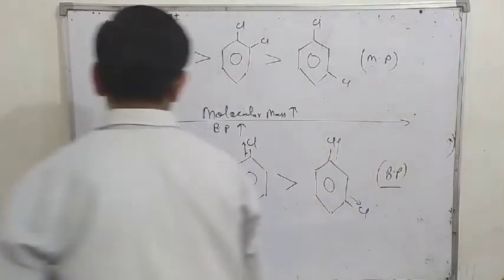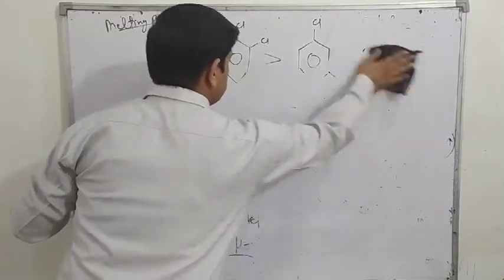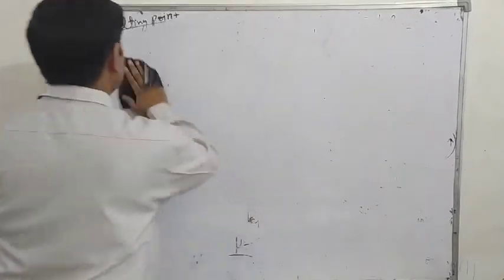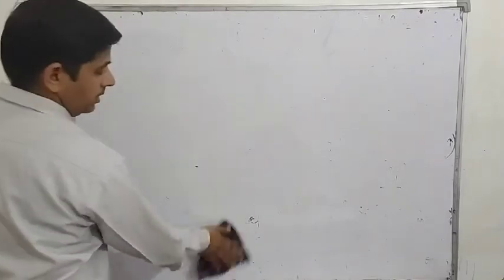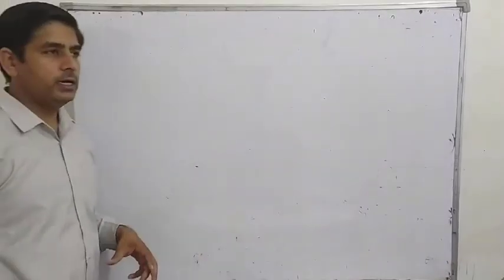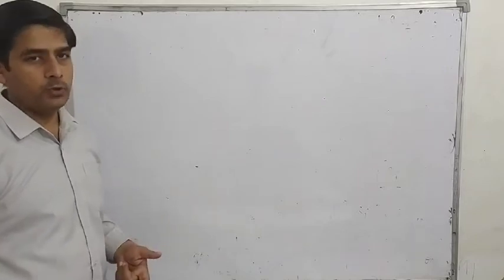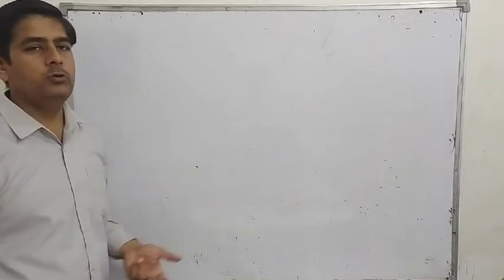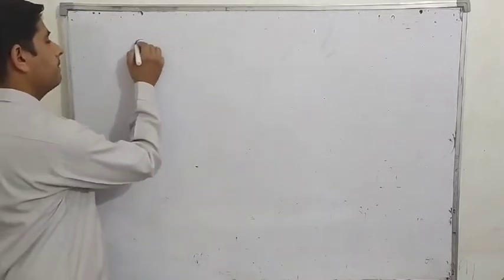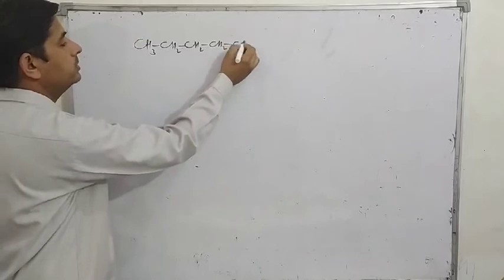Okay, so let's take another example, one very important. Sometimes it is asked that in case of isomeric alkyl halides, arrange them in increasing order of their boiling point. So how can we find which has more boiling point and which has less boiling point? Let's find out. Suppose we have CH3, CH2, CH2 and CH2Cl.